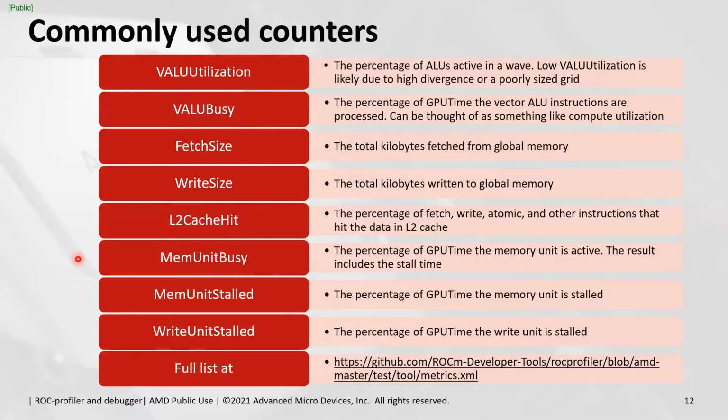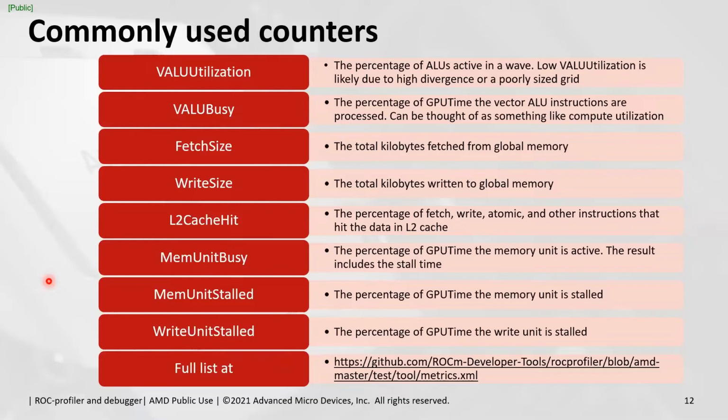And others are VALU busy, fetch size, write size. Fetch size and write size are also important because they tell you the total size of the data which was fetched or written to the global memory. L2 cache hit, memory unit busy, memory unit stalled. If you see that you have a high latency and you want to see where a lot of time is being spent, sometimes your memory units can be stalled. So this also gives you a good idea of that.